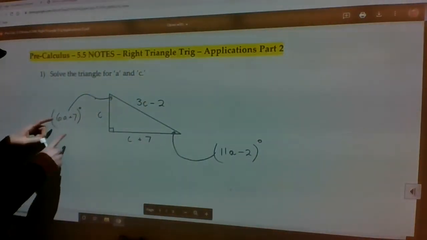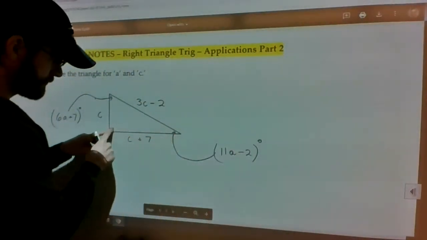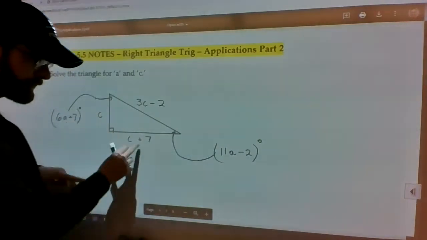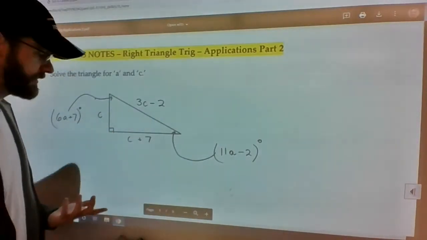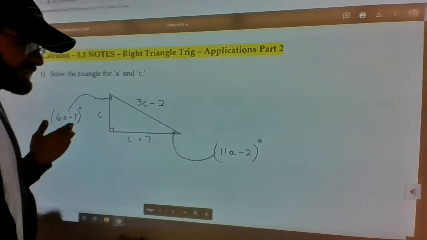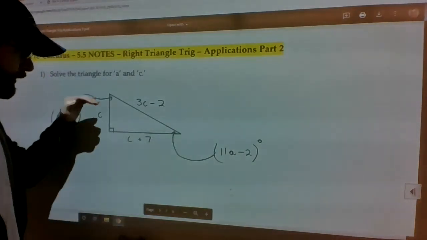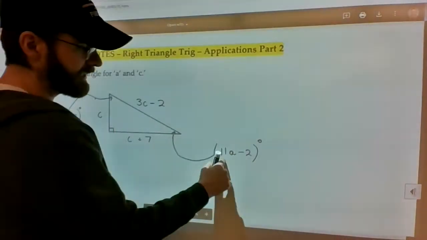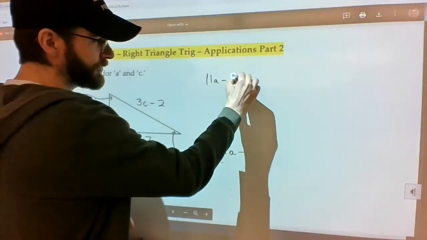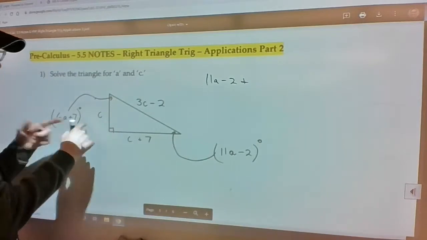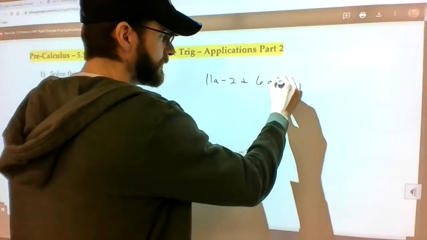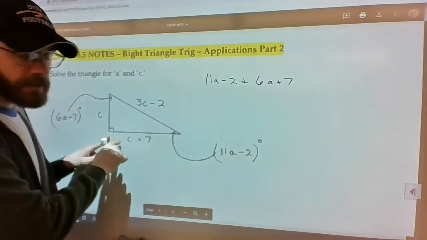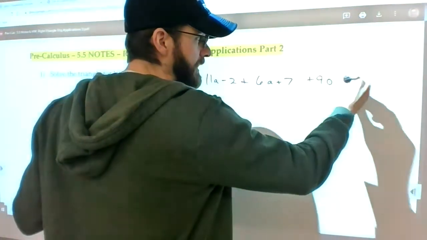You've got variable expressions for the angles, and you've got variable expressions for the sides. Now, since the same variable is applied to both angles, you could just use the triangle sum to say that 11a minus 2 plus 6a plus 7 plus 90 degrees equals 180.